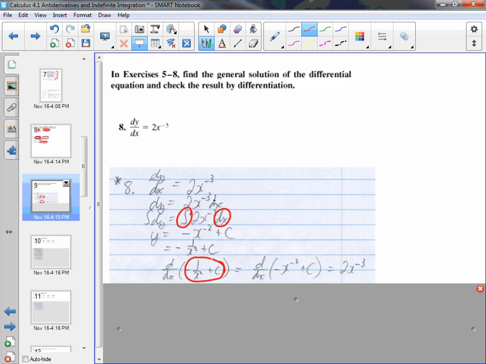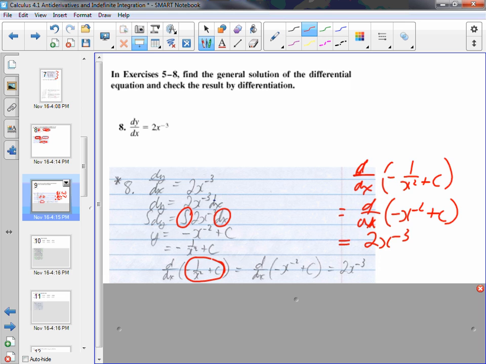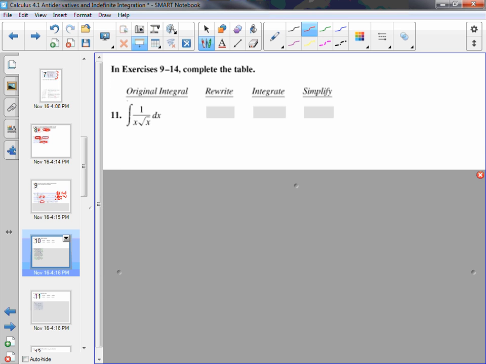So if we take its derivative, hadn't we better get 2x to the negative 3 again? And we do. And the only reason I went across the page instead of down is because I was out of room. Actually, no y there. So the derivative of negative 1 over x squared plus c means the derivative of negative x to the negative 2 plus c, which means 2x to the negative 3. Number 11.